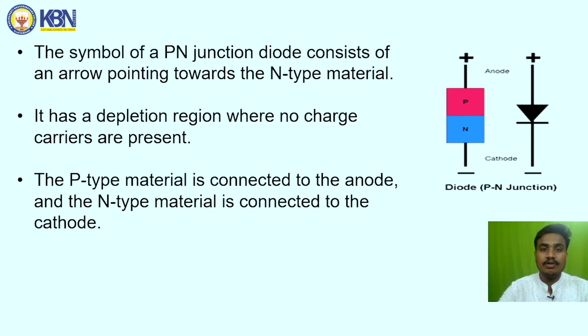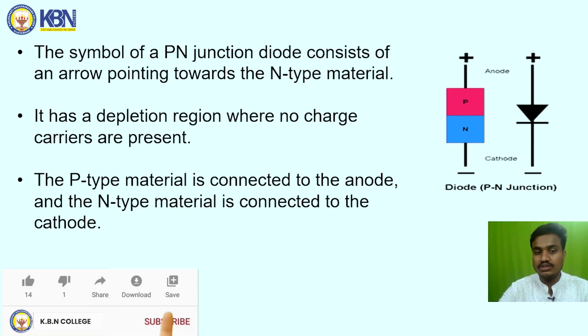Okay, the symbol of a PN junction diode consists of an arrow mark. You can see here an arrow which is pointing towards the N-type material. The layer which is separating the P and N types, the depletion layer, has no charge carriers at present. Okay, the P-type material is connected to the anode and the N-type material is connected to the cathode.